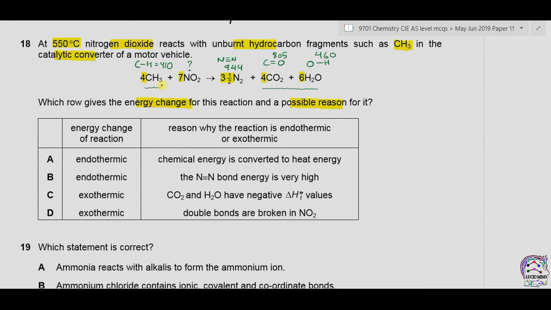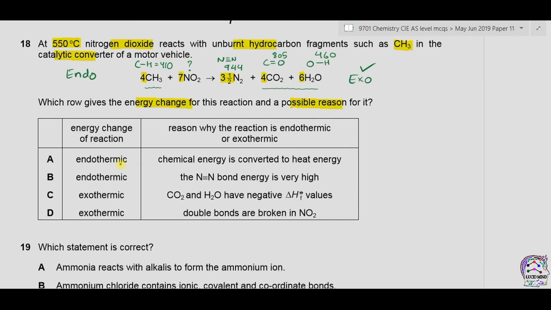Now, as we know that the bonds of reactants are being broken, so bond breaking is endothermic, while in products bonds are being formed, so it is exothermic. So we can see that a lot of energy is being released for bond making, so therefore overall the reaction could be more exothermic as compared to endothermic. Now enough with the guesses, let's move towards the options.